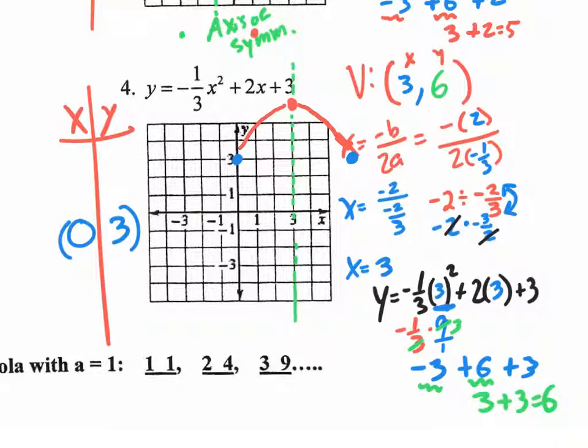Would it be a good idea to plug in more points? You could if you wanted to. But because this is a weird graph already, I'm just going to put some arrows on it and we're done.